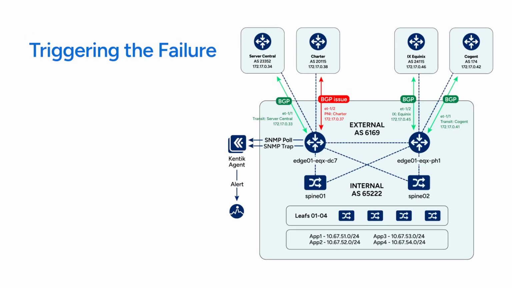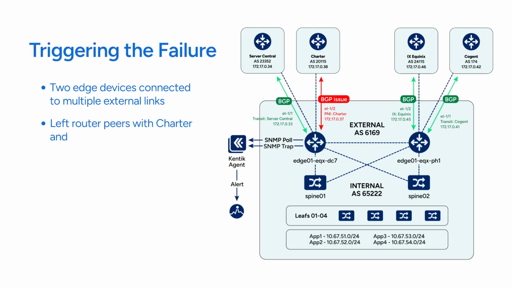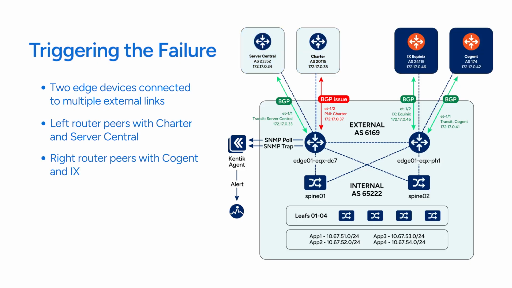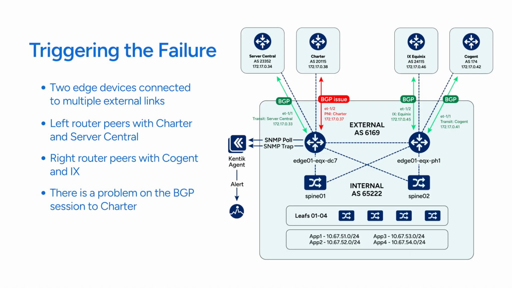Now let's see our demo scenario in more detail. We have a small network with two edge devices connected to multiple external links. Our network connects to multiple providers. The left router peers with Charter and Server Central. The right router peers with Cogent and Equinix Internet Exchange. In this demo, we will simulate the problem on the BGP session to Charter. This problem will be detected by Kentik NMS using SNMP polling and traps.